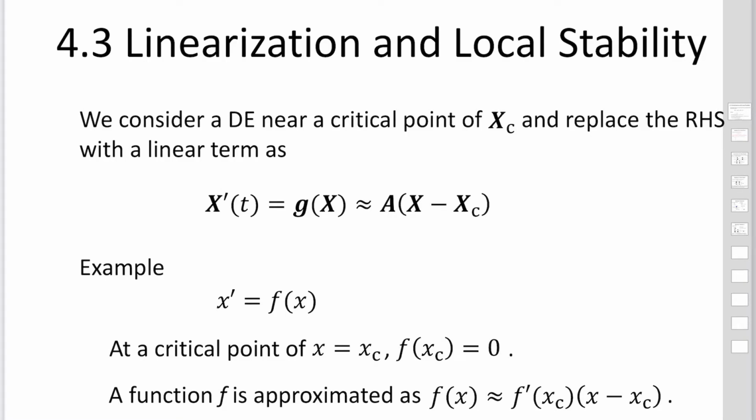In this section, we are going to study the linearizations and the local stabilities. We consider the general differential equations near the critical point of x sub c. So we only examine local stability of a critical point. So we replace the right hand side of the equations with the linear terms as these equations. So this is the exact form of the equation: x prime equals g(x), and g(x) is approximated with a linear term of A(x minus x sub c). x sub c is a critical point.